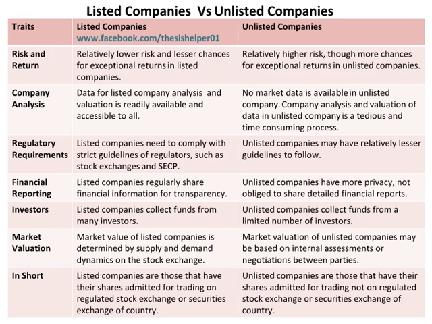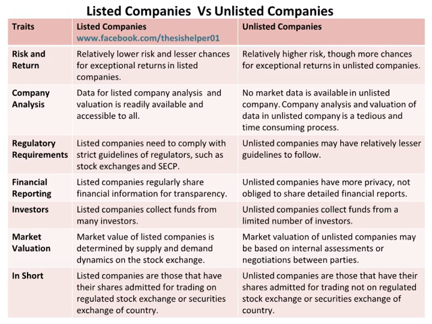Listed companies regularly share financial information for transparency, whereas unlisted companies have more privacy, not obliged to share detailed financial reports. Listed companies collect funds from many investors, whereas unlisted companies collect funds from a limited number of investors. Market value of listed companies is determined by supply and demand dynamics on the stock exchange, whereas market valuation of unlisted companies may be based on internal assessments or negotiations between parties.